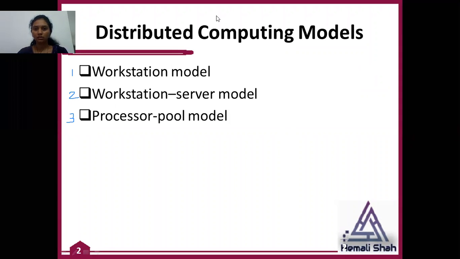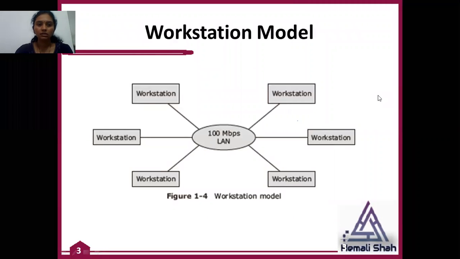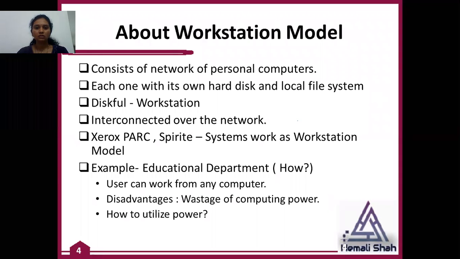The first one is the workstation model. So this is the architecture of the workstation model. All the workstations are connected with each other using LAN networks, and the required speed of the network is 100 Mbps. All these computers are connected with each other using the network.